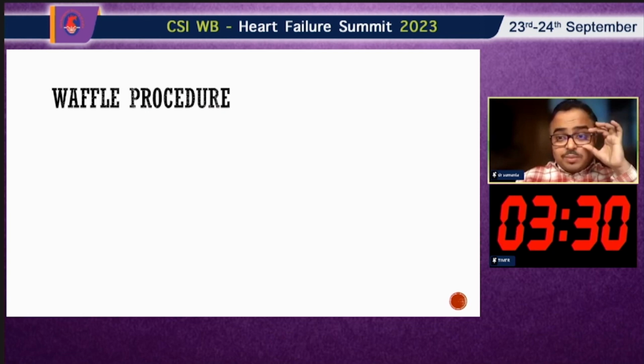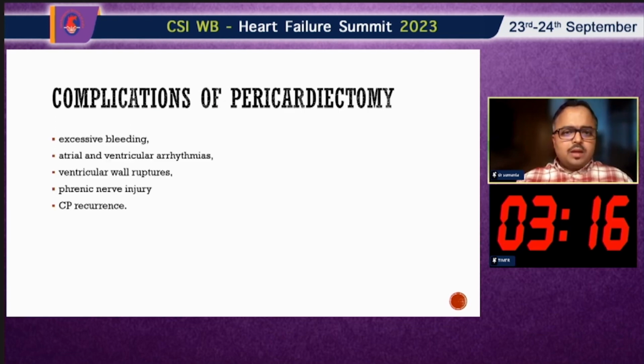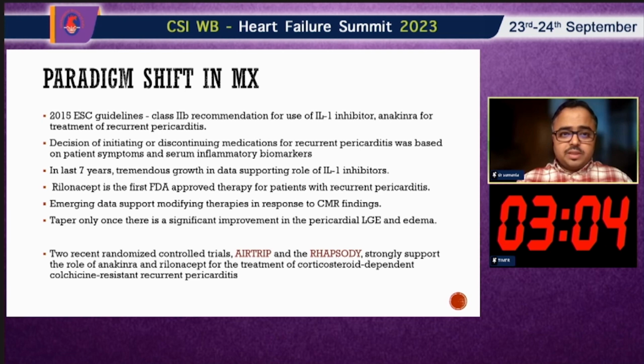Another is the Holmes procedure, where a vertical incision is given along the parietal pericardium. Usually this procedure is now being done. Surgeons can do it without CPB, and it is less traumatic. The complications are excessive bleeding, atrial and ventricular arrhythmia, ventricular wall rupture, phrenic nerve injury, and CP recurrence. These are the usual side effects, complications, and risks we know after pericardiectomy.